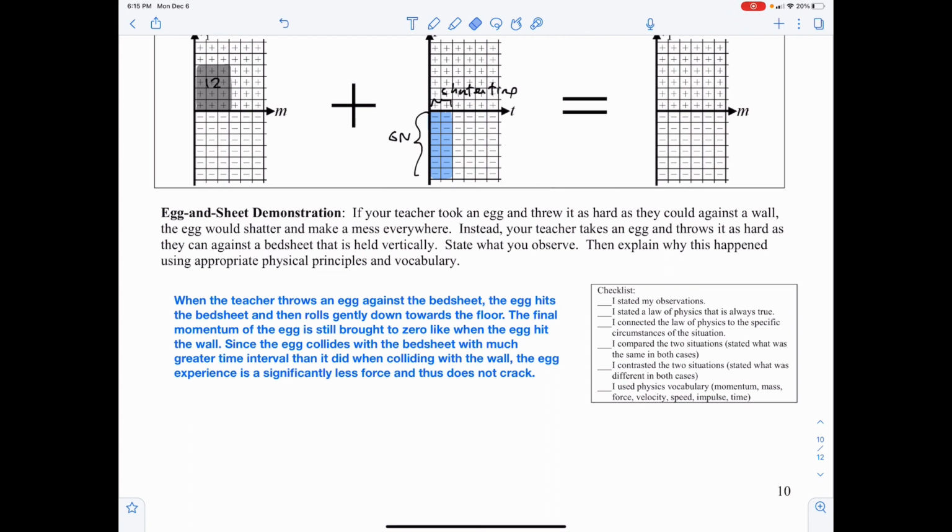The final momentum of the egg is still brought to 0, like when the egg hits the wall. Since the egg collides with the bed sheet with much greater time interval than it did when colliding with the wall, the egg experiences significantly less force and thus does not crack.